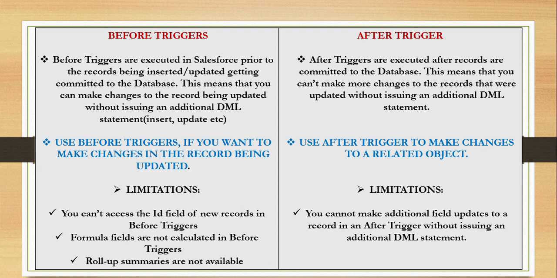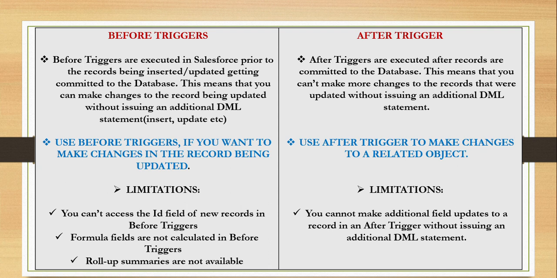Suppose you are updating an account-related object, let's take a scenario for contact. After you create an account, a contact should automatically be created, then we should go for an after trigger because it's a related object, that is, the contact upon your account. A before trigger is used to make changes in that particular object, and an after trigger is used if changes are made to a related object.